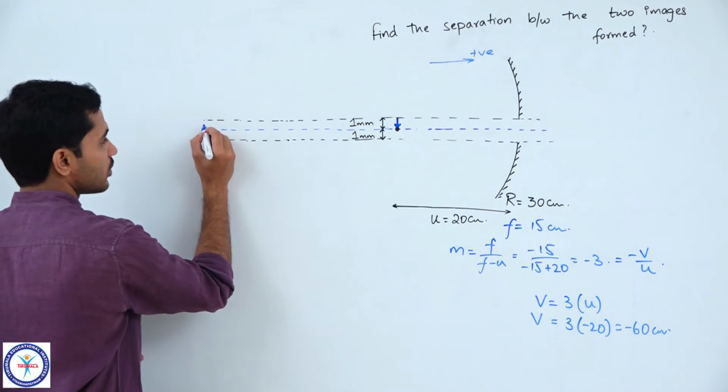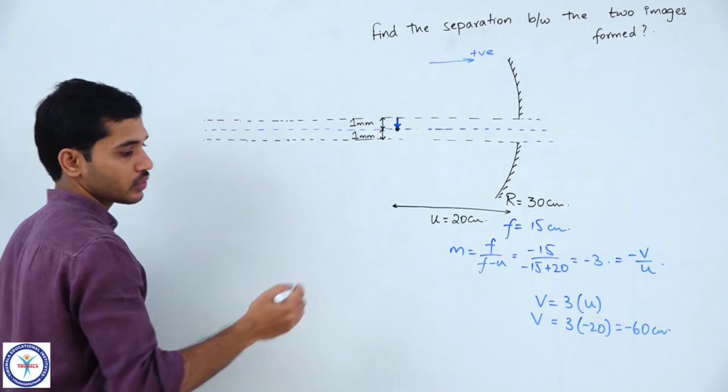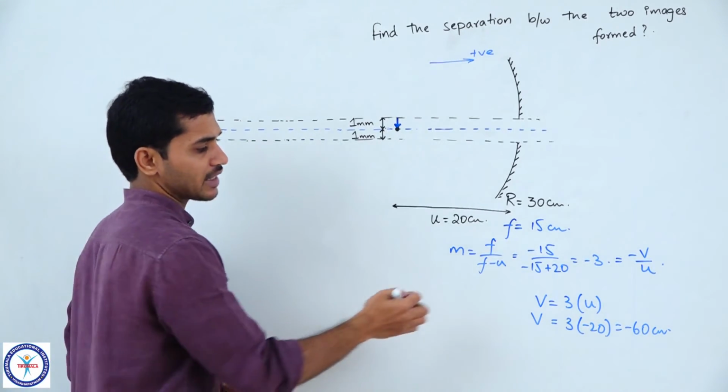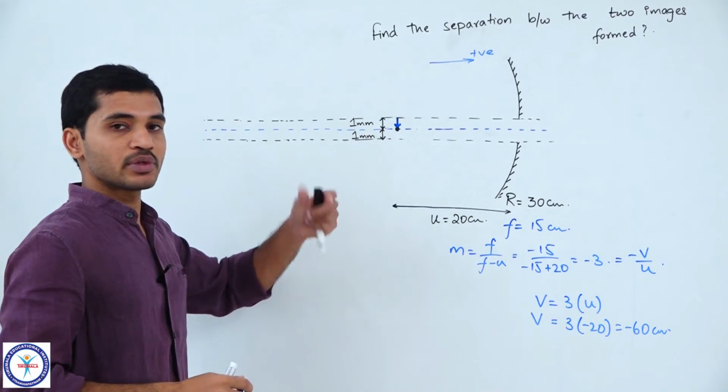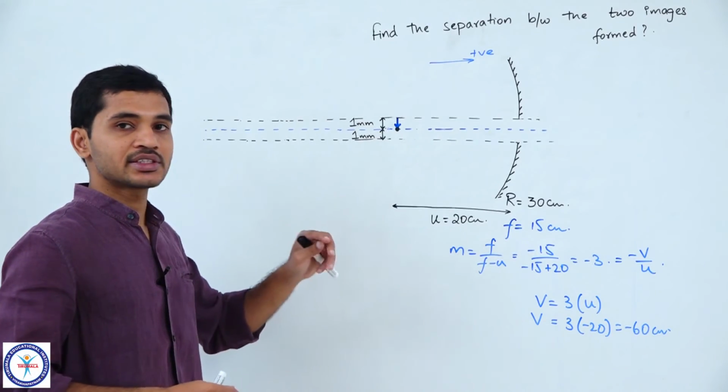So, the image of this will be formed at 60 centimeters. Now, look at how it is formed. The magnification is minus 3. So, 3 means the size will become 3 times and minus means that it is inverted.